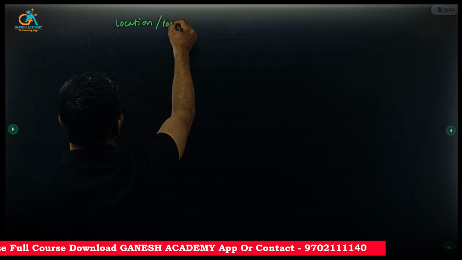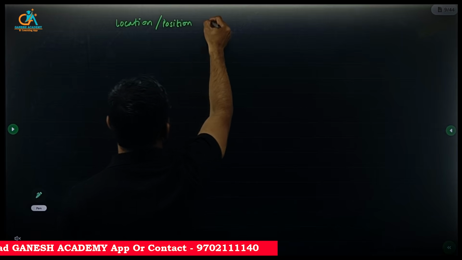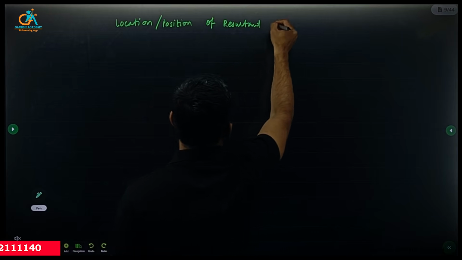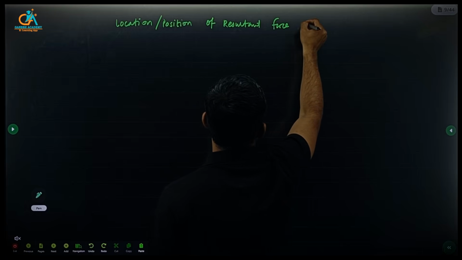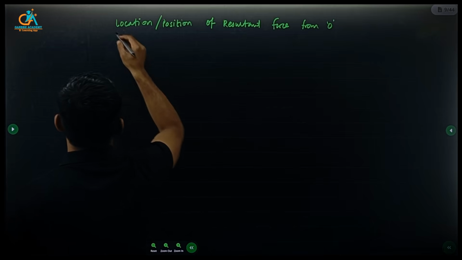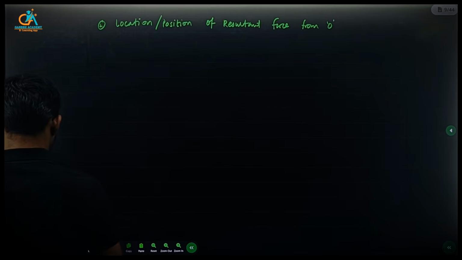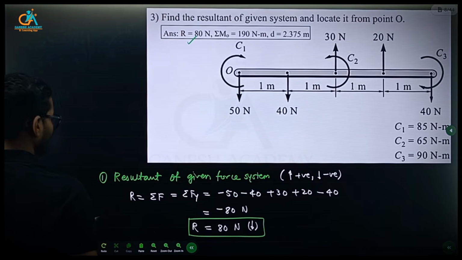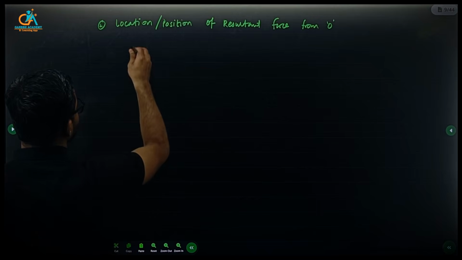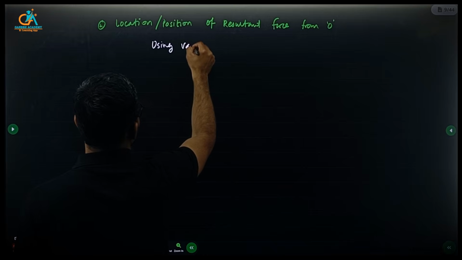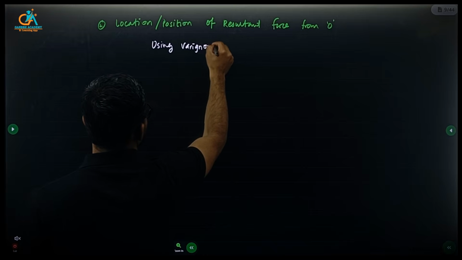Location, or you can say position, of resultant force from O. So how can we find it? By using Varignon's theorem again.